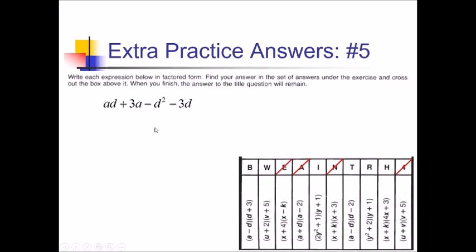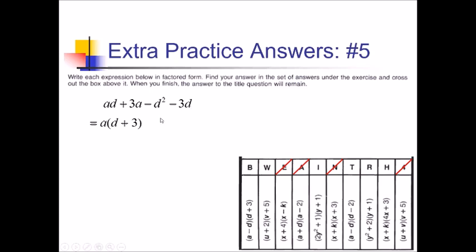Okay, we've made it to the 5th problem. Looking at the first 2 terms on this one, a d and 3a have a common factor of a that's coming out. So that leaves me with a d plus 3. And the next one's a little trickier. We have a d squared and a 3d, so I can pull out a d.